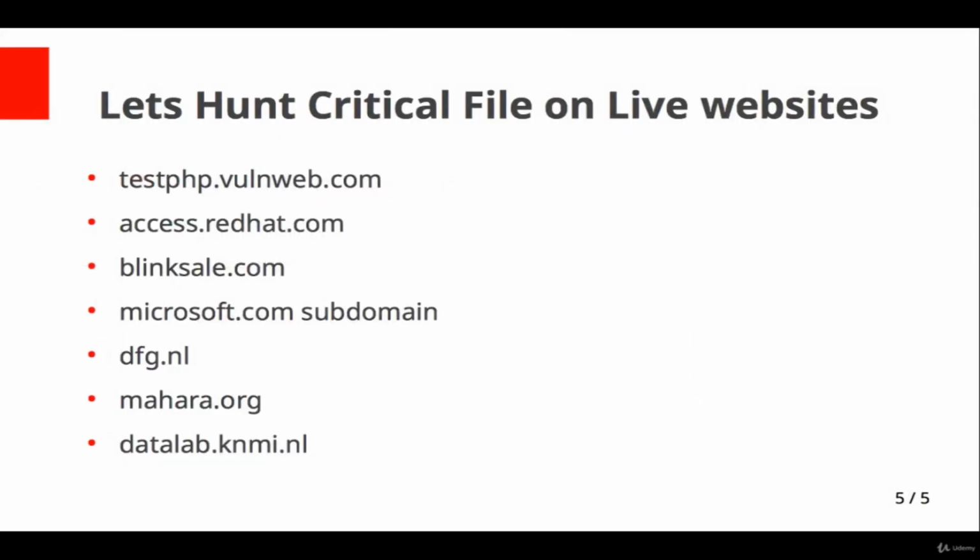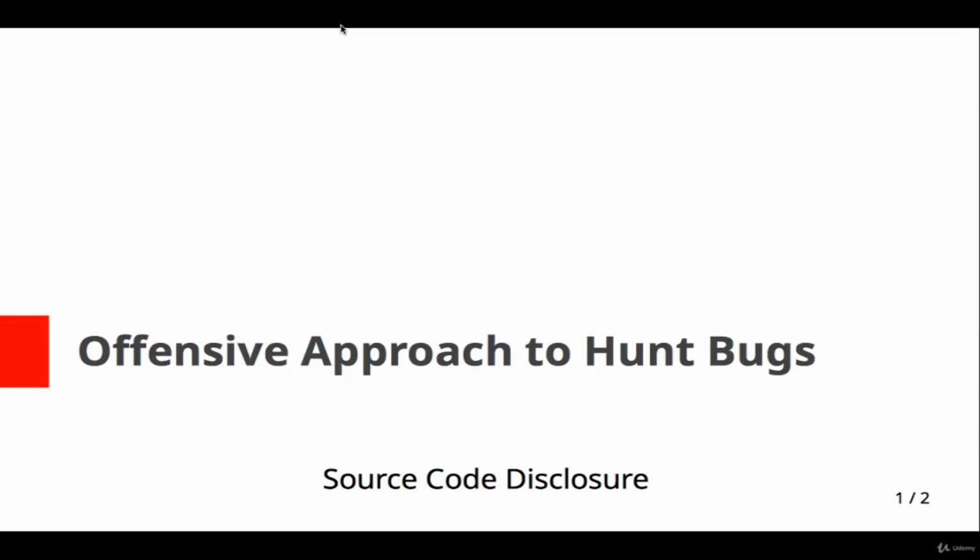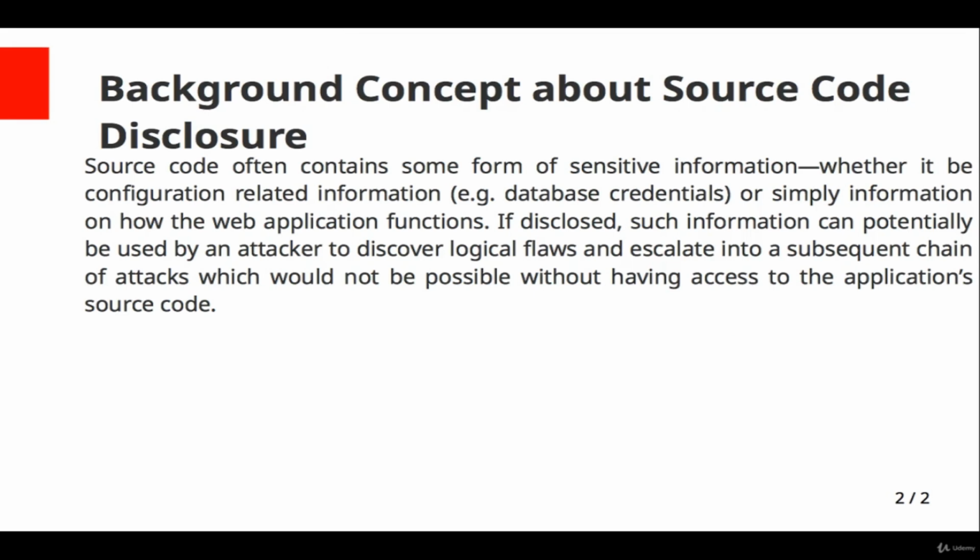So this is all about the critical file font. Let's talk about source code disclosure. It's a very critical vulnerability. Let's talk about what this is first. Source code often contains some form of sensitive information, whether it be configuration related information, for example database credentials, or simply information on how the web application functions. If disclosed, such information can potentially be used by an attacker to discover logical flaws and escalate into a subsequent chain of attacks which would not be possible without having access to the application's code.